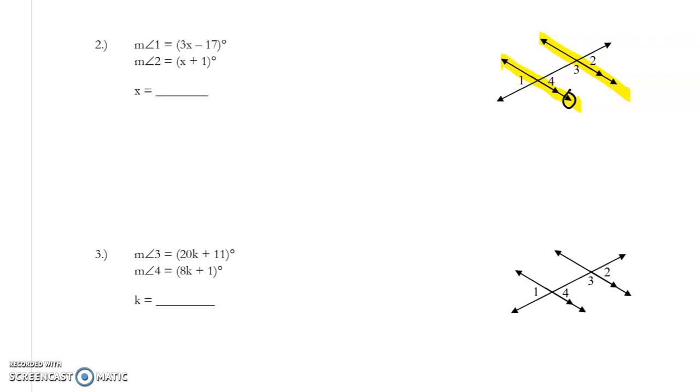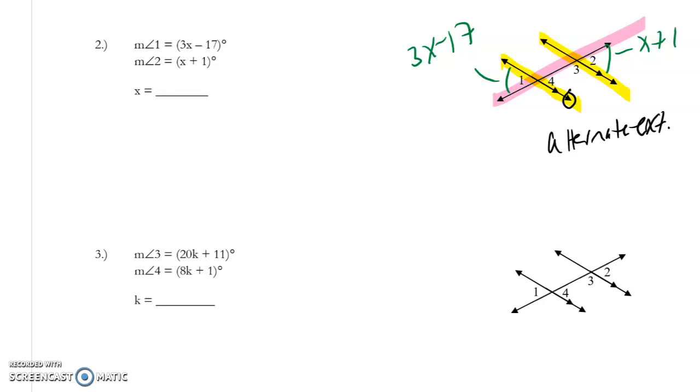They have told us that angle 1 is equal to 3x minus 17, so I'm going to label that on my picture. Angle 2 is equal to x plus 1. And I'm kind of looking at this picture. I'm getting a sense. It looks like they're outside of the parallel line, so they're exterior. And they're the opposite side of that transversal, that pink line. So I would say it's alternate exterior.